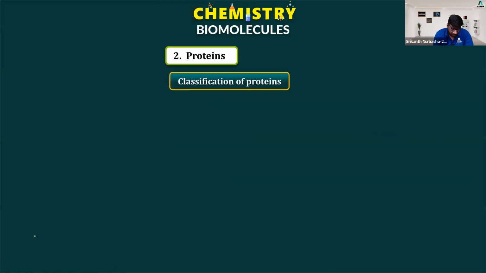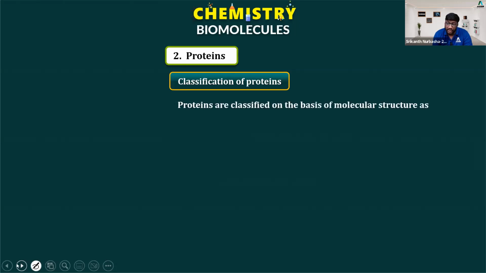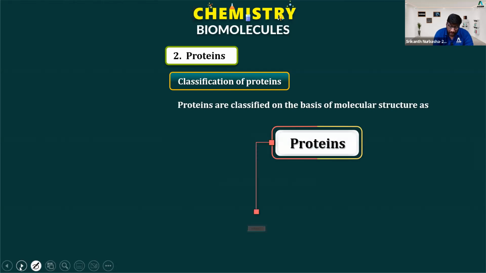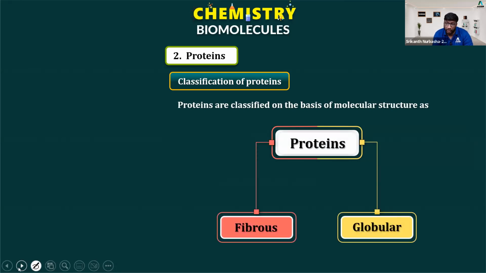You can understand easily. Then comes the classification of proteins. Proteins are classified on the basis of molecular structure into two types, fibrous proteins as well as globular proteins. Fibrous proteins as well as globular proteins. What are fibrous proteins?